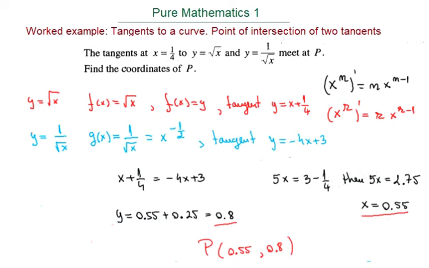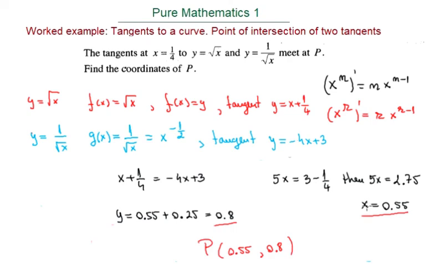How did we get this? We got this by breaking down the problem into actually two separate problems. The first one was finding the equations of tangents to the graph, and the second part was, now that we have two straight line graphs, find the point of intersection of these two straight line graphs.